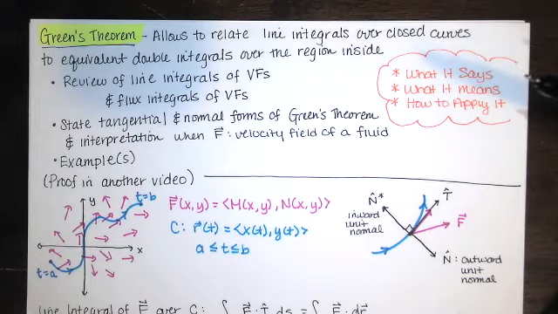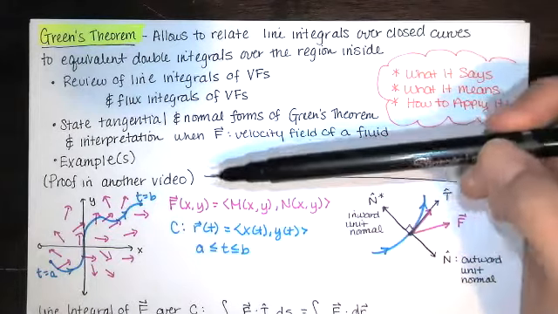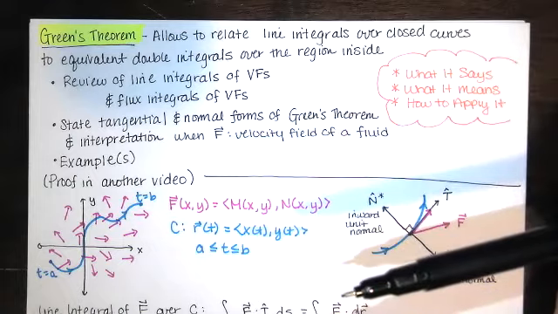And then we'll state Green's theorem in its tangential and normal forms and interpret Green's theorem in the case when F represents the velocity of a fluid. And lastly, we'll do an example, maybe two examples depending on time. The proof is also very important, but we aren't going to do that in this video. I will make another video for that for those people who are interested.